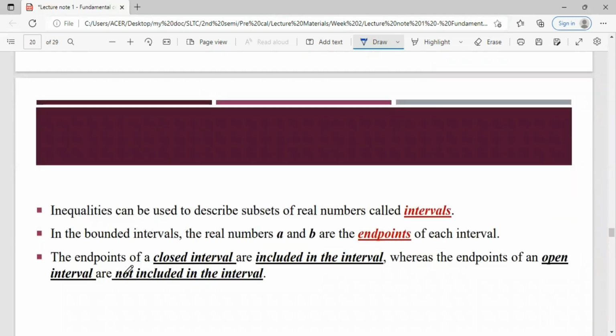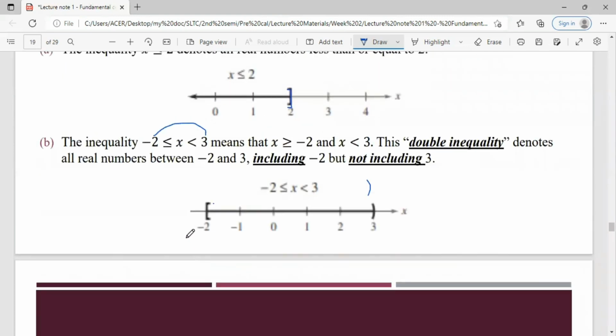The endpoints of a closed interval are included in the interval, whereas the endpoints of an open interval are not included in the interval. So that means this one is a closed interval. If that interval is closed, that means that value is included. But if that one is an open bracket, that value is not included in that interval. Do you understand?